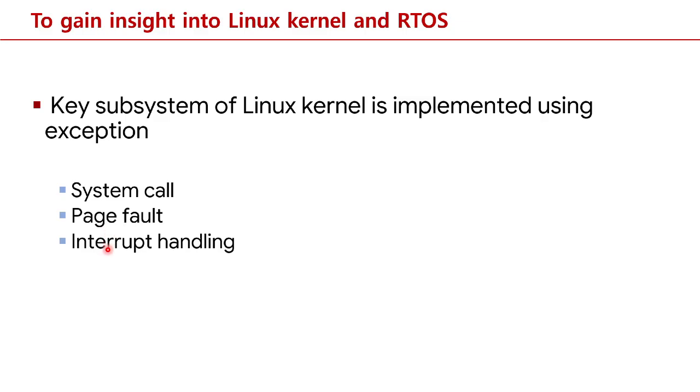And the third one is interrupt handling. Many of the key subsystems of Linux kernel utilize the interrupt. For example, if you set up the timer in the device driver, a timer interrupt is needed to get notified when the timer expires. So interrupt handling in Linux kernel can be implemented using the trap that is supported by RISC-V architecture.